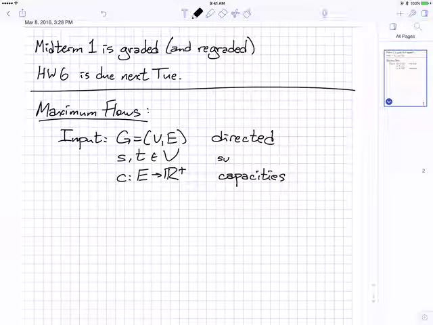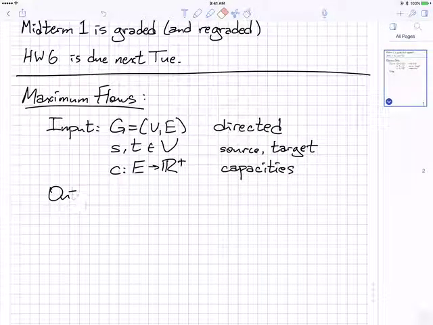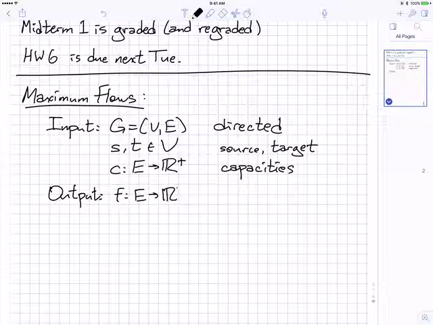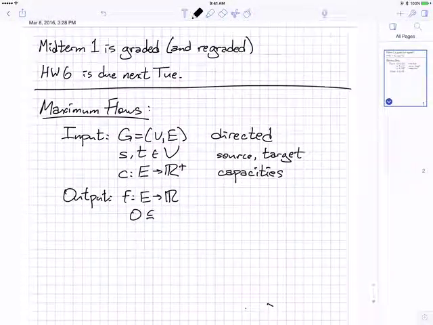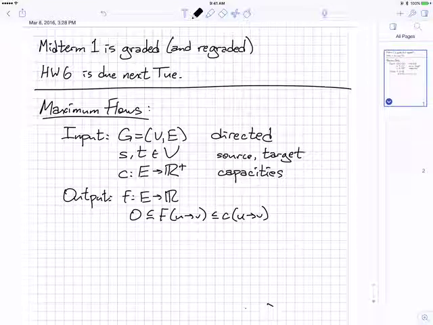S and T are called the source and target. The output is a function from the edges to the non-negative reals. Let me actually just say to the reals, subject to the following constraints. For any edge, the flow from U to V is between 0 and the capacity from U to V. That's the so-called capacity constraints.